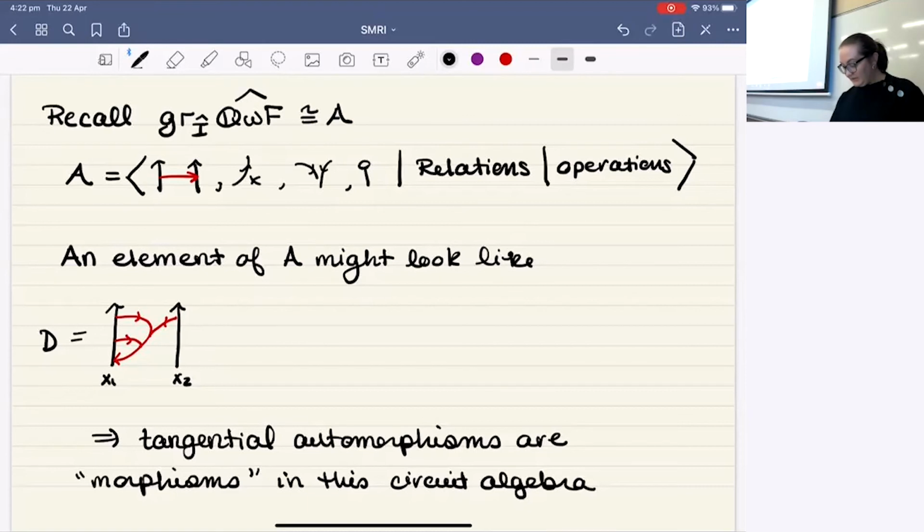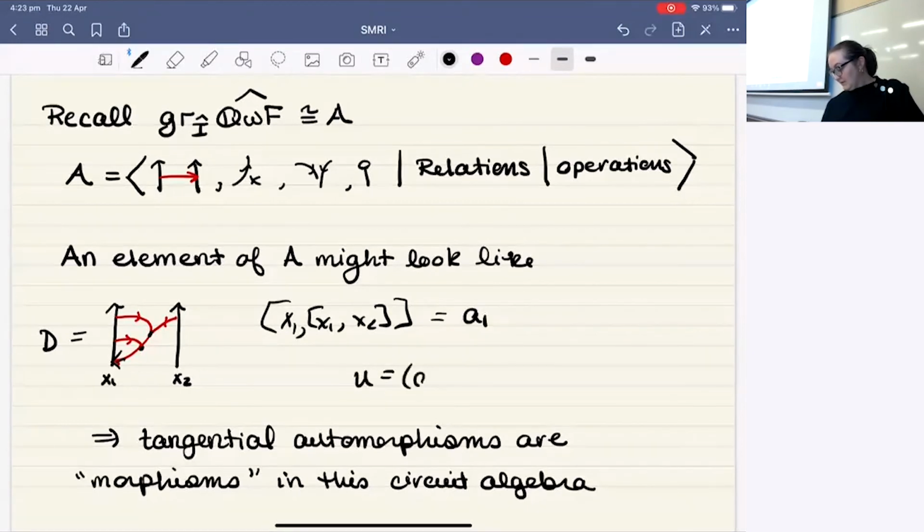I've got this little tree on these two skeletons. The skeleton is the x1, x2, the straight arrows, and this red one here. What does this look like? Well, this is x1, x2. I have a bracket, a Lie word, for the vertex here. And now I've got another x1, probably not great, and that comes from this vertex. And now with the arrow, the end of the tree, this arrowhead is landing on x1. So this tells me that this is some a1, and I have u equals a1, 0. It's a tangential derivation.